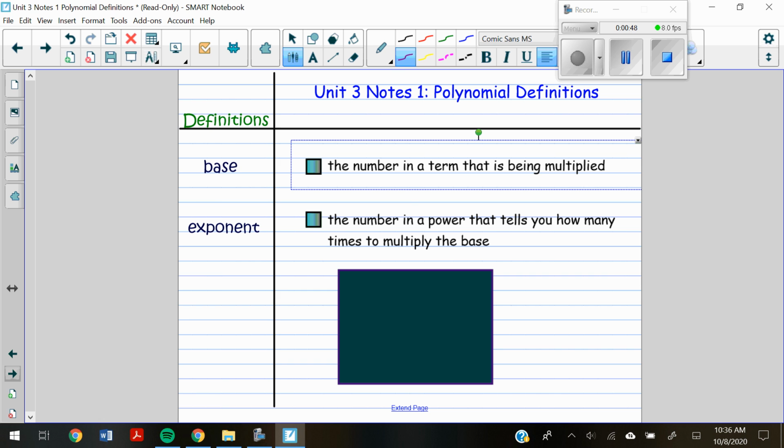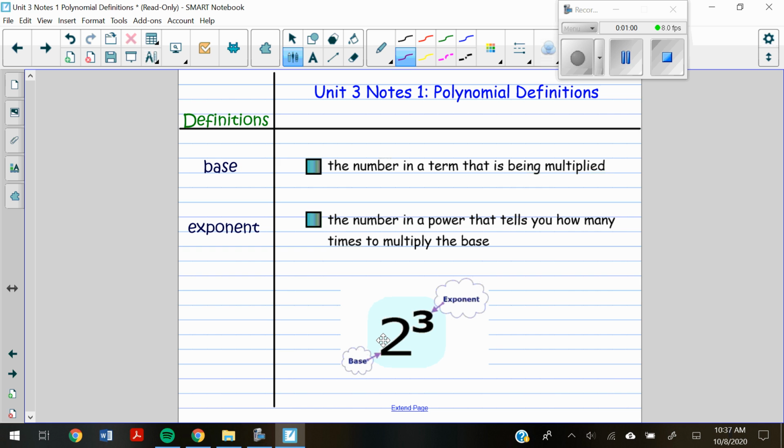All right, base. It's the number in the term that's being multiplied, or sometimes it's the variable in the term that's being multiplied. Okay. Exponent is the number in a power that tells you how many times to multiply the base. So here's a good example. My base is 2, my exponent is 3. So what this is telling me is that I need to multiply 2 three times. So pause.